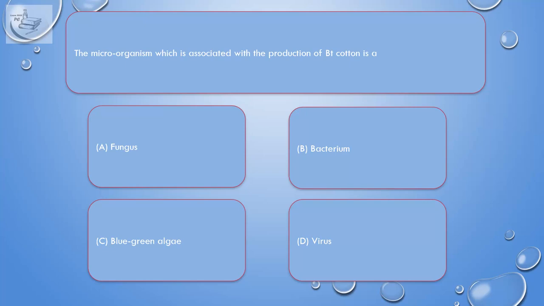Question: The microorganism which is associated with the production of BT cotton is a A. fungus, B. bacterium, C. blue-green algae, D. virus. Correct answer is B. bacterium.